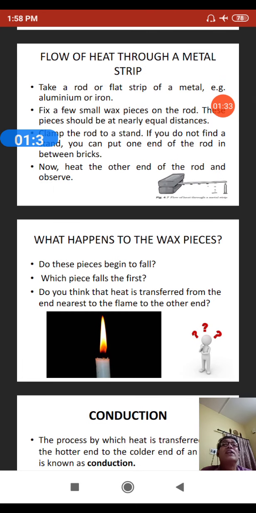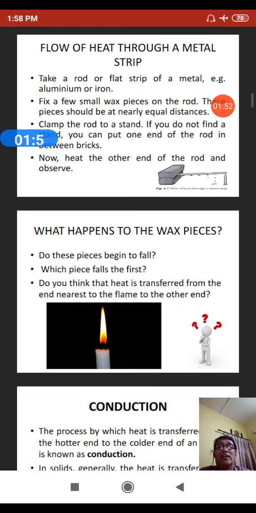What happens to the metal strip? Does the heat flow? You will see what happens to the wax pieces. Do the pieces begin to fall? Which piece falls first? Do you think that heat is transferred from the end nearest to the flame to the other end?